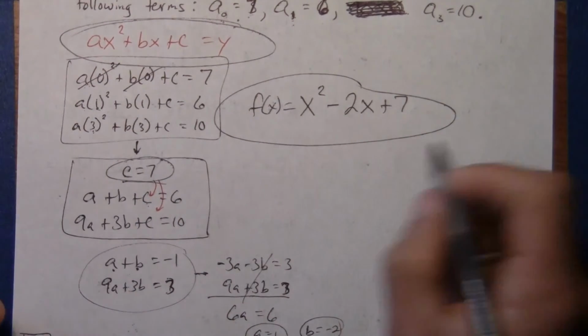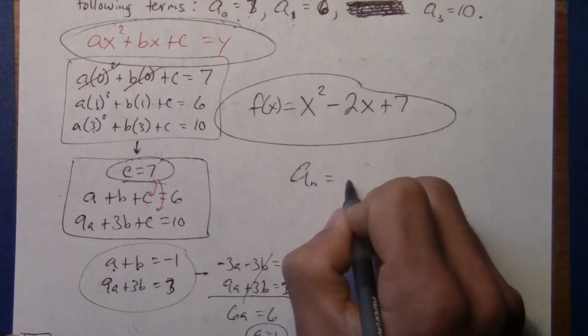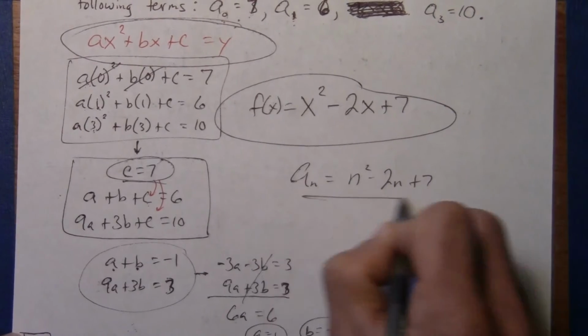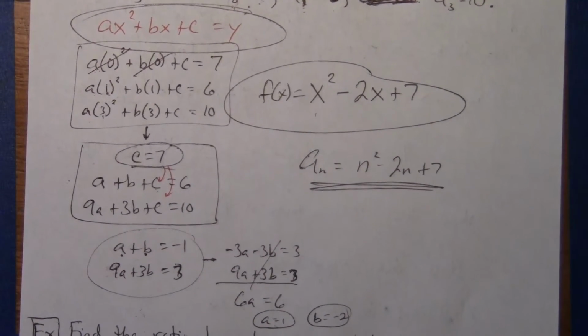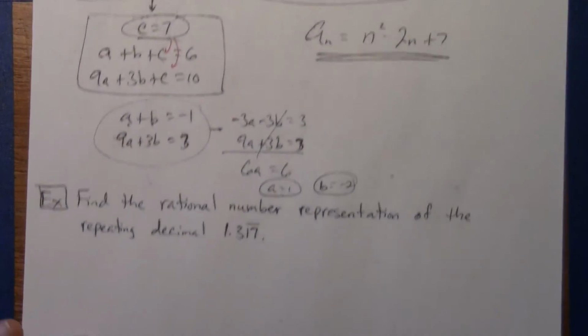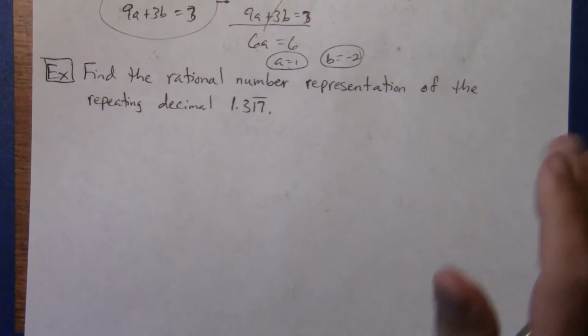Whether you say f of x or whether you say a sub n is equal to n squared, it doesn't really matter. It's all the same thing. This is what the book is going to have, same thing. And you can obviously check it. You plug 3 in, you'll see that 10 does work. So there is a way to check it if you have time. Say this was on the test.